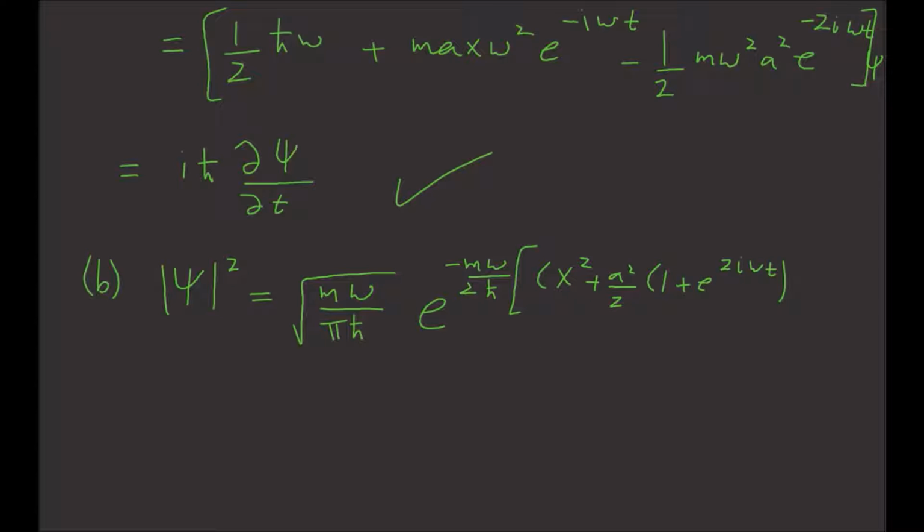This is minus i h bar t divided by m, minus 2a x e to the i omega t. So now we have to add, plus, this is the psi term now, x squared plus a squared divided by 2 times 1 plus e to the minus 2 i omega t, right?